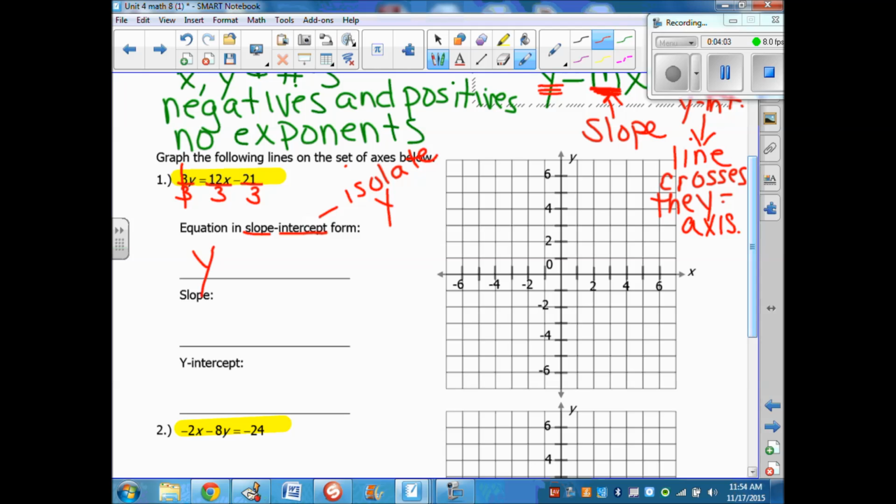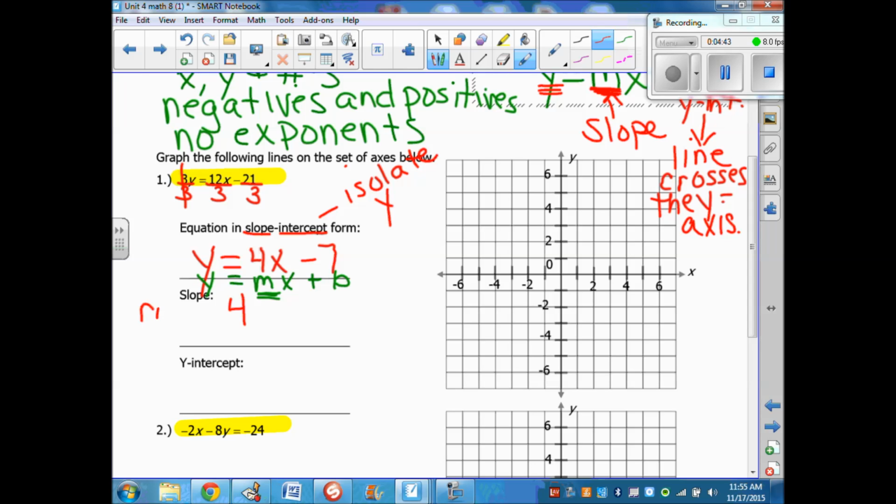Now I've got y all by itself equals, and what is 12x divided by 3? That's 4x. And what's negative 21 divided by 3? That's negative 7. So right now we have that equation in slope-intercept form, y equals mx plus b. Now what's the slope? The slope is that m, the number in front of the x. What number is in front of the x? It's a 4. So my slope is 4.